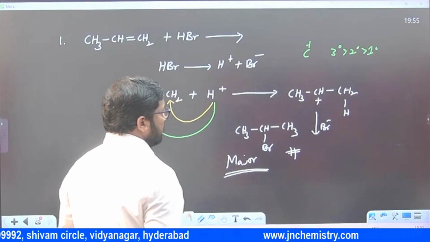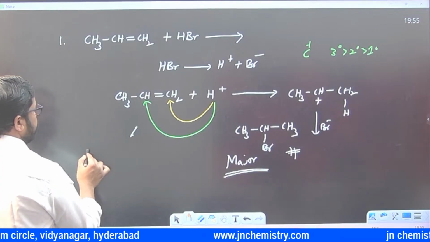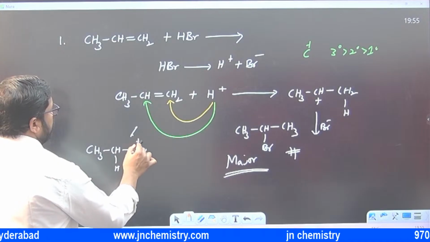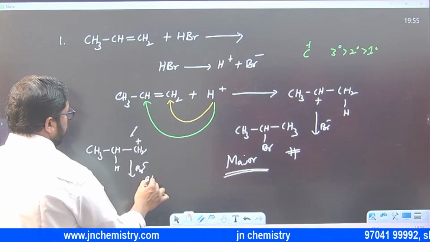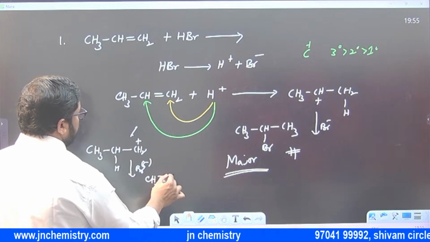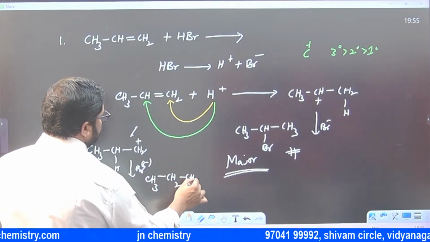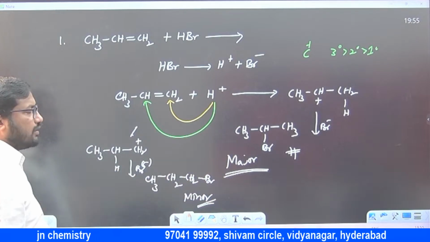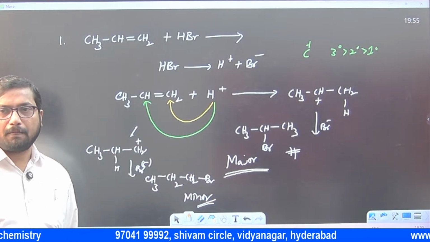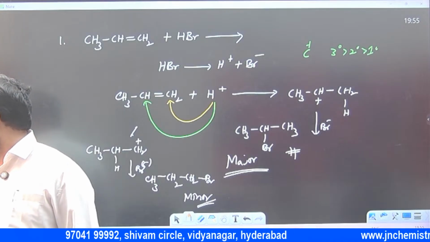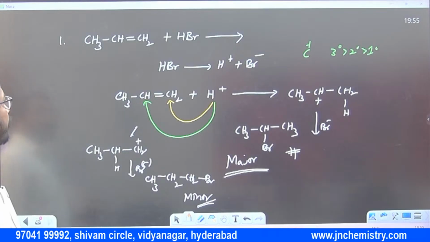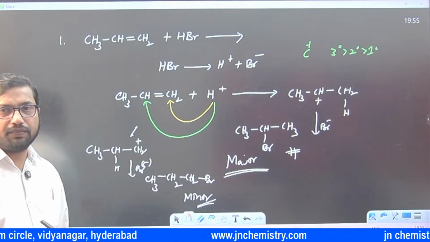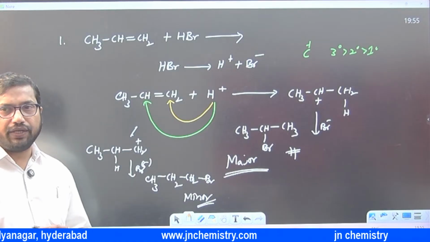Major product. For example, if you write like this, CH3, CH2, CH2 plus, this is less stable, no? Br minus attacks, giving CH3, CH2, CH2Br. This is the minor product. That is major, this is minor. Write it down. Whenever there is a carbocation, I told you once again, rearrangements are possible, it is the natural tendency.